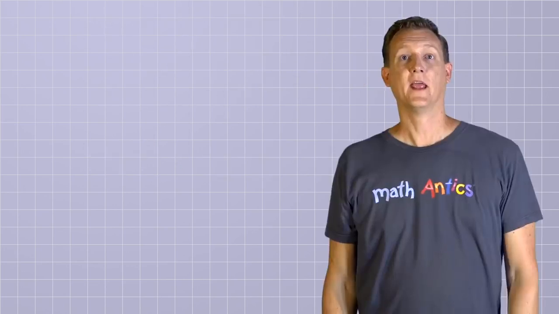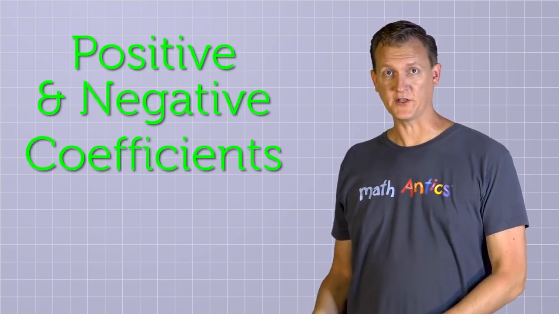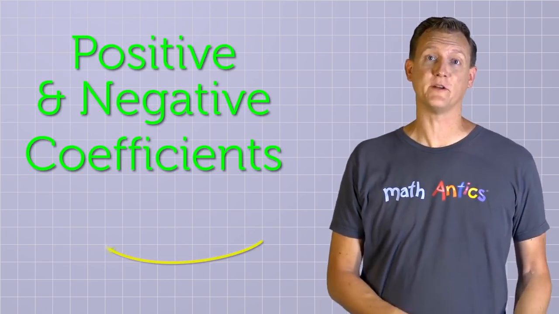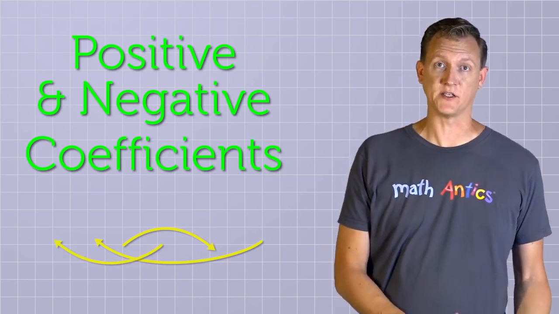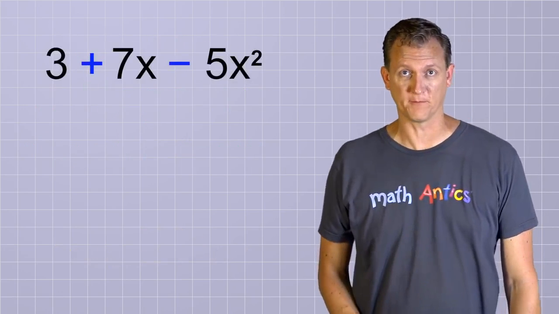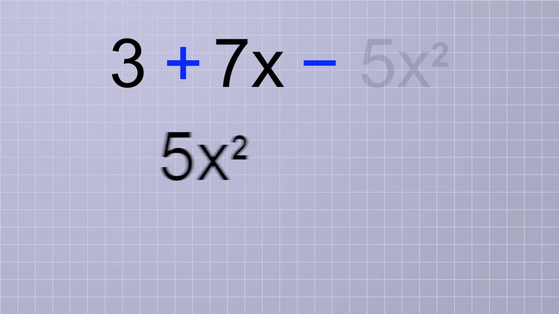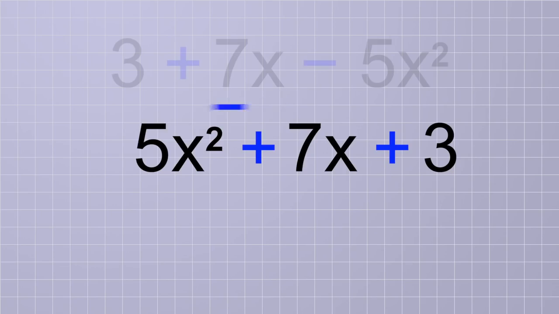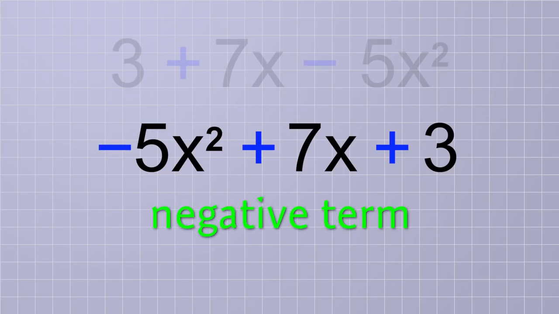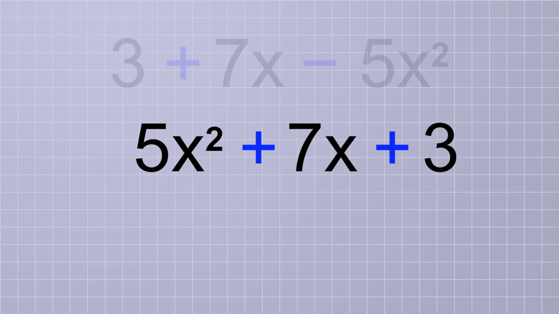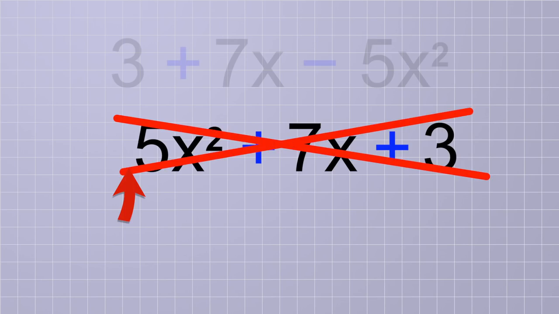And recognizing positive and negative coefficients helps us a lot when rearranging polynomials that have a mixture of positive and negative terms, like our example here. If you think of the negative sign in front of the 5x squared term as part of its coefficient, then you'll realize that when we move it to the front of the polynomial, the negative sign has to come with it. It has to come with it because it's really a negative term. If we don't bring the negative sign along with it, we'll be changing it into a positive term, which would actually change the value of the polynomial.